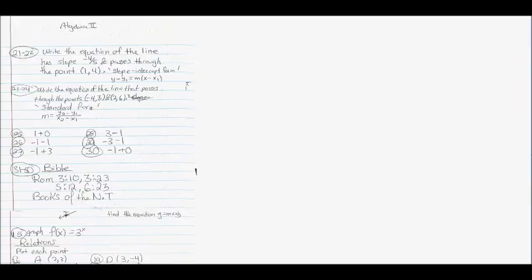Alright, now on to side 2. Numbers 21 to 22 says write the equation of the line that has a slope of negative 4 over 5 and passes through the point 1, 4. And I wrote down the form for you all to make it a little bit easier. So all we have to do is just write it down. So we know m equals negative 4 over 5.